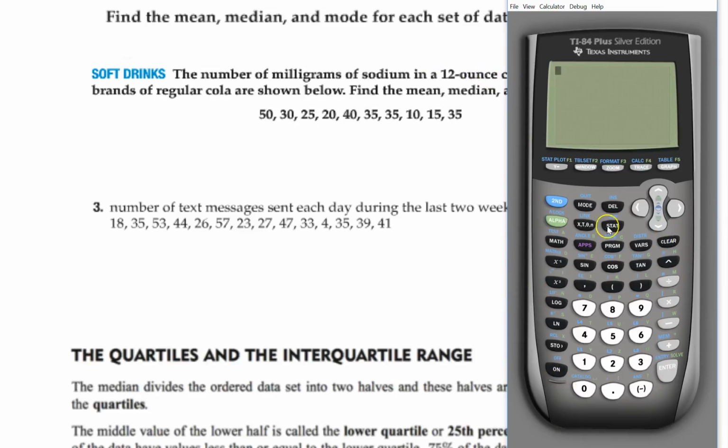So we're going to turn it on. We're going to go stat, then edit. We're going to type in all this data under list 1. Ta-da, a little movie magic. It's all in there. By the way, if you do this by hand, the first thing I do is list them out in order from lowest to highest so you can figure out the median. But we're going to use a calculator.